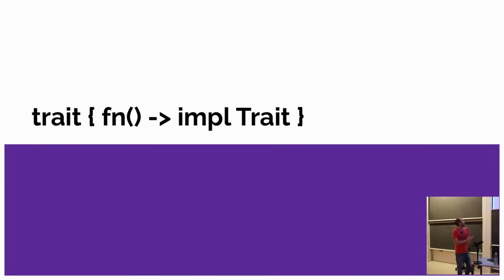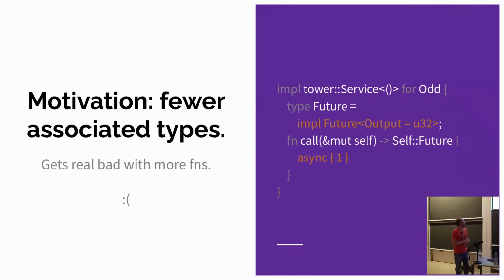OK. Next one, moving on. So this is return position Impl trait in traits, or RPITIT. So the motivation here is that we have this, right, with associated type position Impl trait, and that's nice. But it gets really bad when you have more functions. Like, imagine that this trait had like 10 functions that all wanted to return futures. Then that means you also now need 10 associated types. That gets really annoying to type out, and you get tired of it, right?